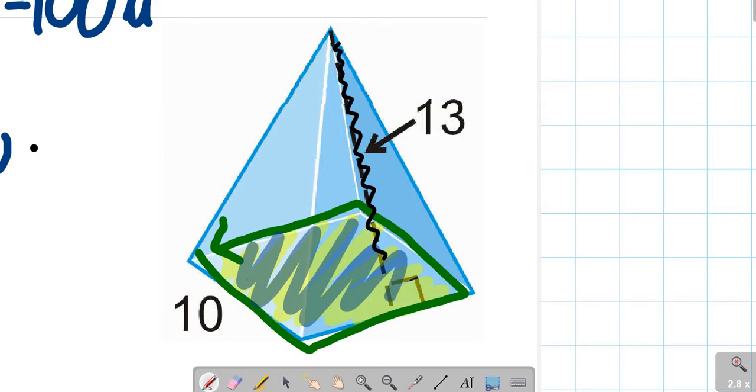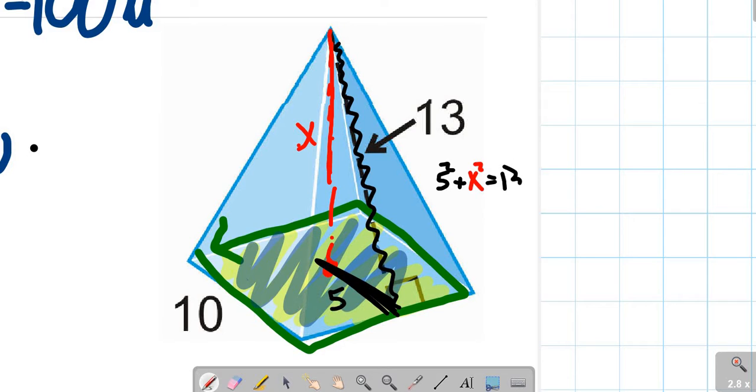It's the one I've been doing with a squiggle. Your true height or your altitude goes straight down. Technically that should be dotted. Right to the middle. That's your true height. Problem is, you don't have it. We're going to call it X. Okay, connect. You can see that that's going to be half of 10. So I'm doing 5 squared plus unknown squared equals 13 squared.